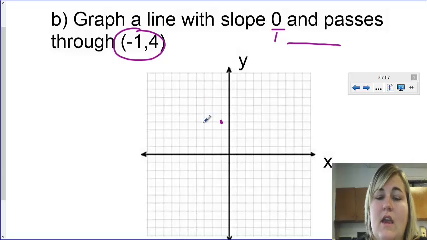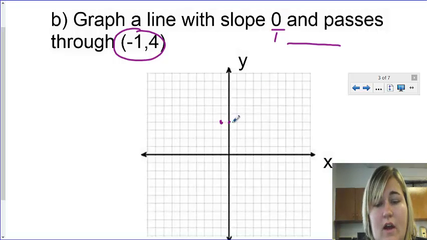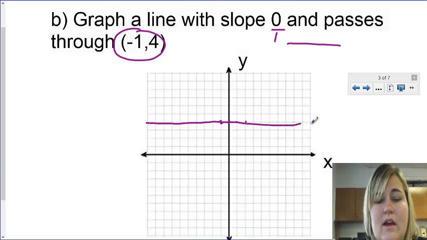If you don't remember that, you could graph this the same way by putting it over 1. If I do that, I'm not going to rise any because I have 0 for my rise, and I'm going to run 1. Rise none, run 1. So you can see that my line would be straight, and it would be horizontal through the point (-1, 4).